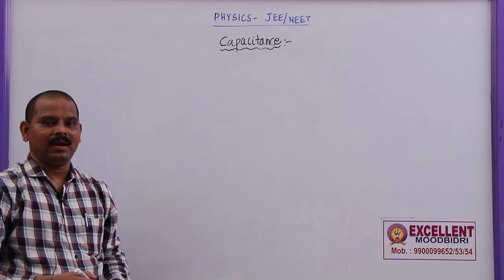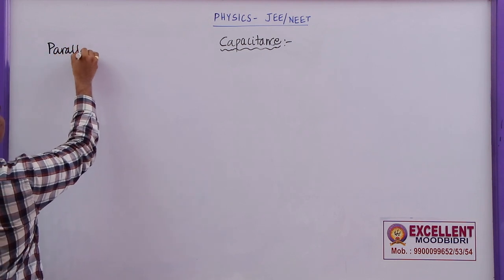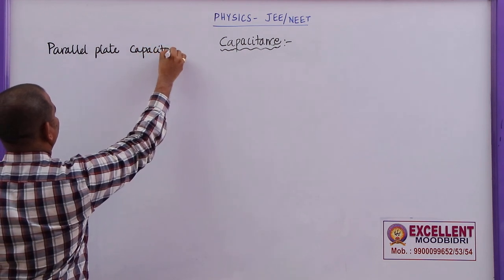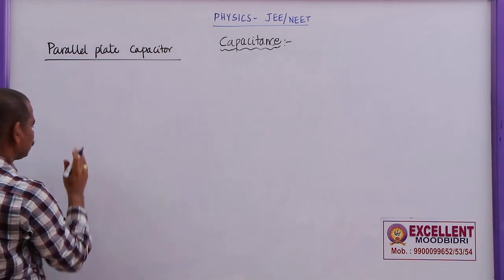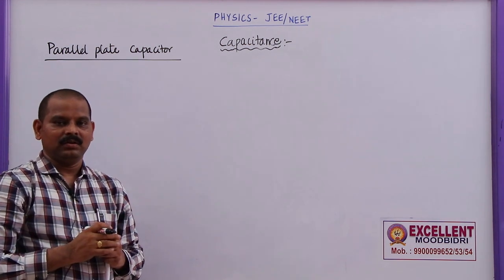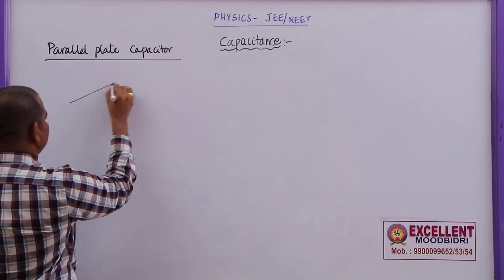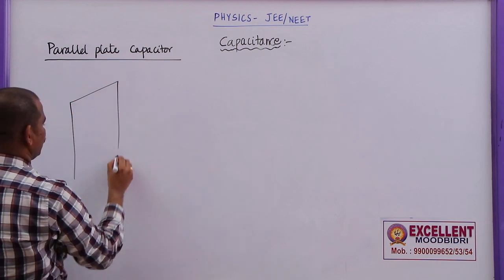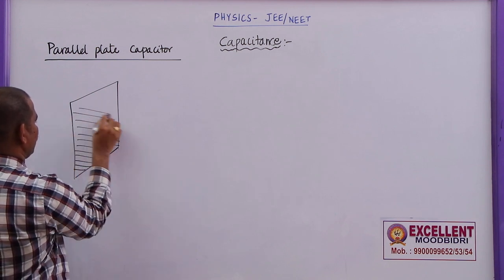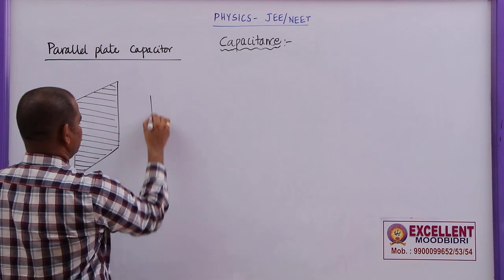Next topic, parallel plate capacitor. So, in a parallel plate capacitor, I am going to take two conductors, generally we call them plates, which are arranged parallel to each other. So, this is the first plate. And this is the second plate.